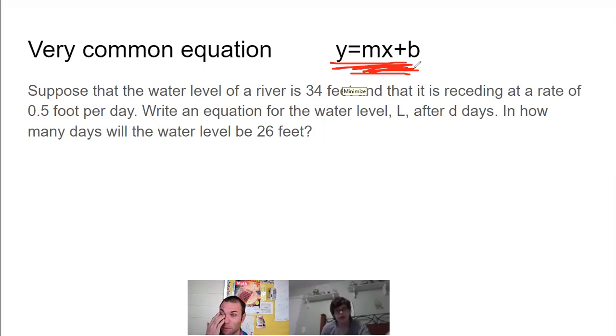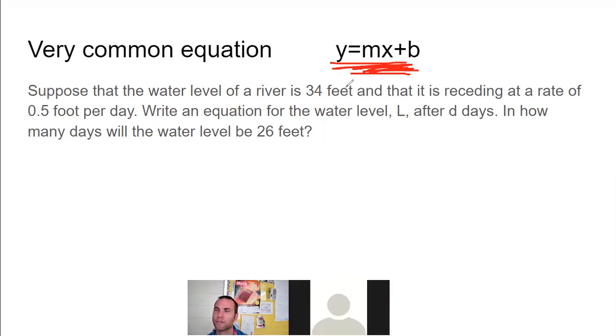Yes. Okay. So Turner remembers it. Cameron, Wyatt, you guys remember this? Yes. This is like everybody's favorite equation right here.